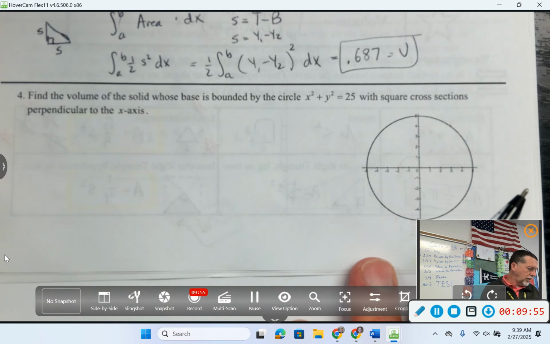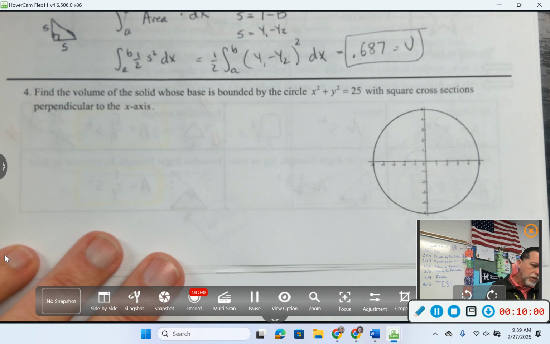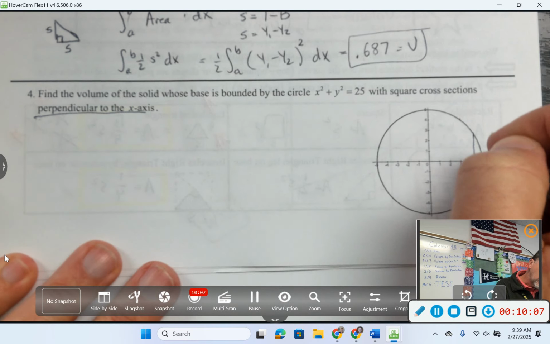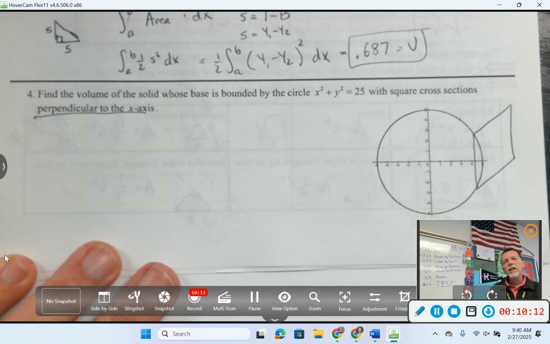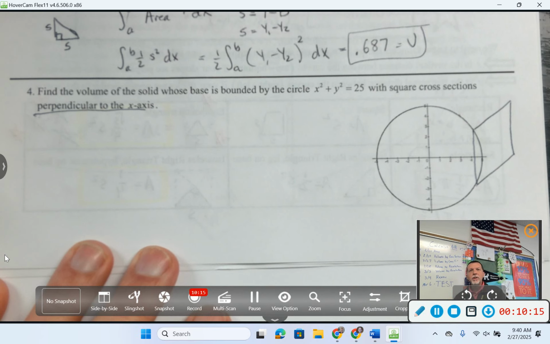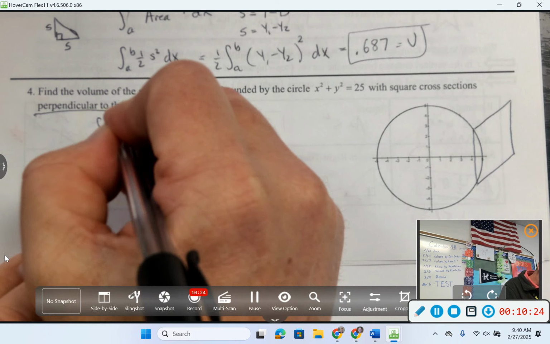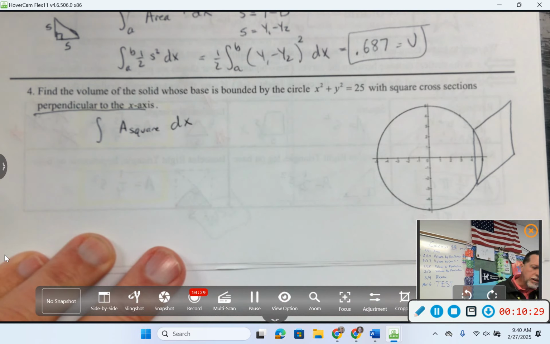All right, number 4. Find the volume of a solid whose base is bounded by the circle x squared plus y squared equals 25, with square cross sections perpendicular to the x-axis. So we have like squares coming up out of the page here. I don't want to draw too many of them, or then it looks kind of crazy. So I want to add up all the areas of squares. dx.